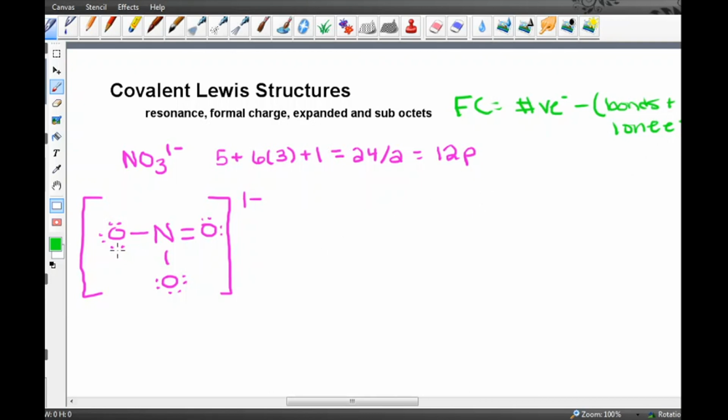Okay, so if I'm counting up for this oxygen here on the far left, oxygen has 6 valence electrons minus 1, 2, 3, 4, 5, 6, 7, negative 1. Nitrogen has 5 minus 1, 2, 3, 4. 5 minus 4, positive 1. Oxygen is 6 minus 1, 2, 3, 4, 5, 6. 0. And this oxygen looks just like that one.